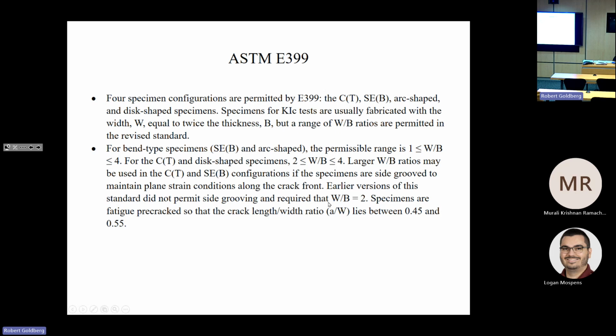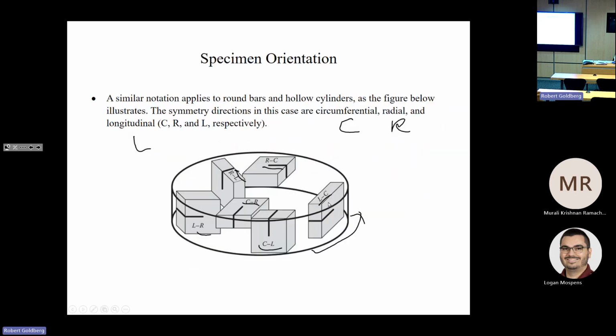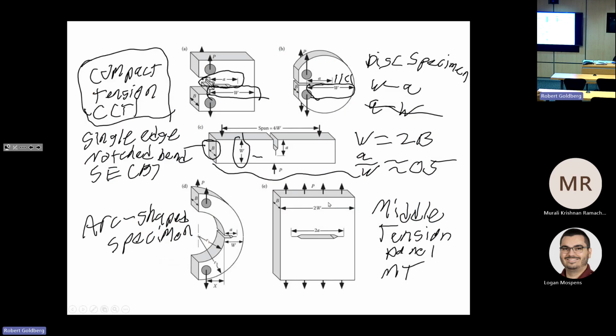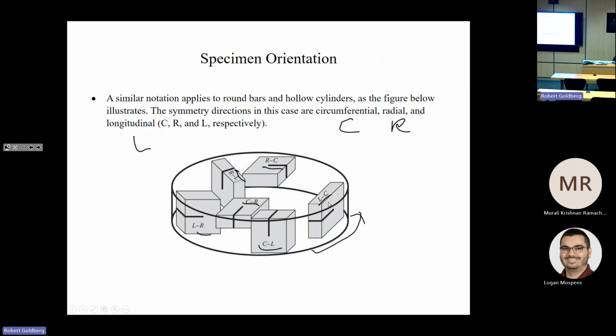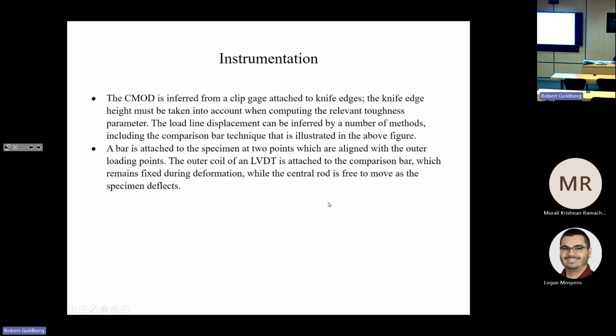So for bend type specimens, which are the single edge notch bend and the arc shape, going back to that figure before, you look here, the single edge notch bend, and similarly for the arc, they're more bending type of tests than they are just a straight mode one type of tests like here. So for these, back to where we were.